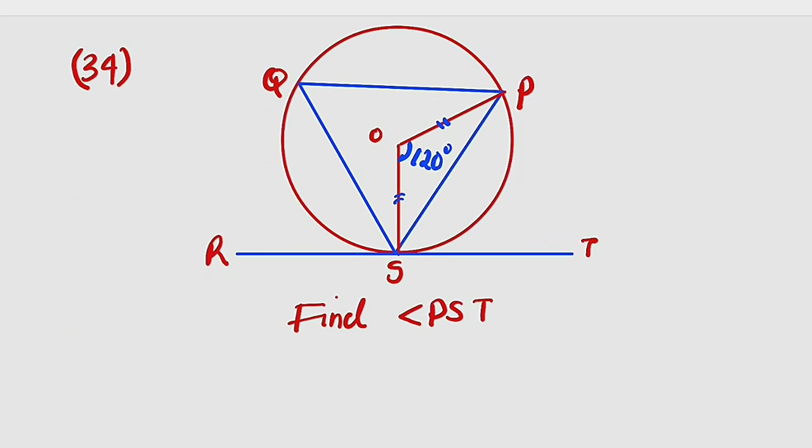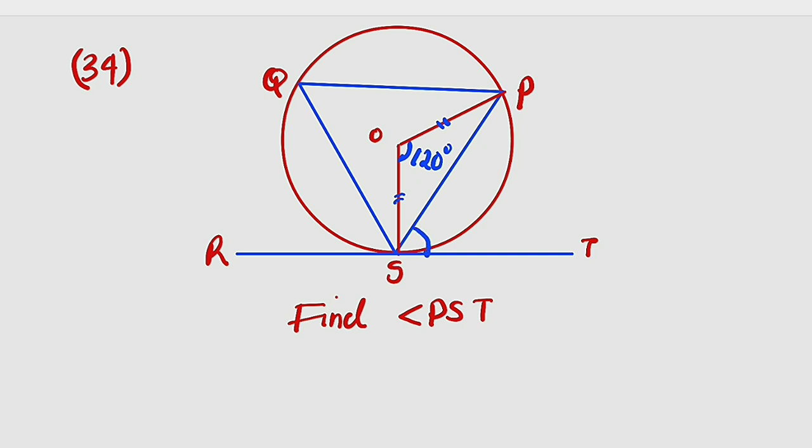Question number 34 is under circle theorem. We're given a circle PQS. We have a tangent line here, R to T, which meets the circle at S. We have a chord here. An angle subtended by that chord to the center is 120 degrees. By seeing these two marks, you should know that the triangle POS is an isosceles triangle. And we're asked to find the measure of angle PST. Where is PST? We are talking about this angle.